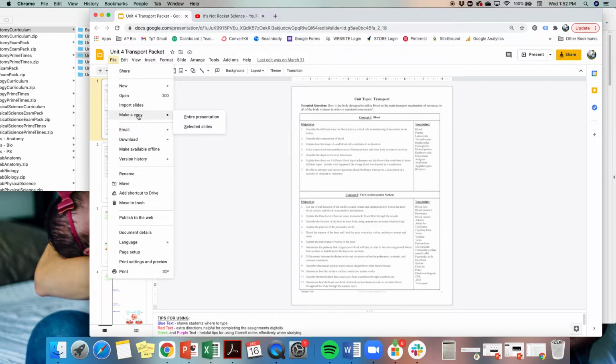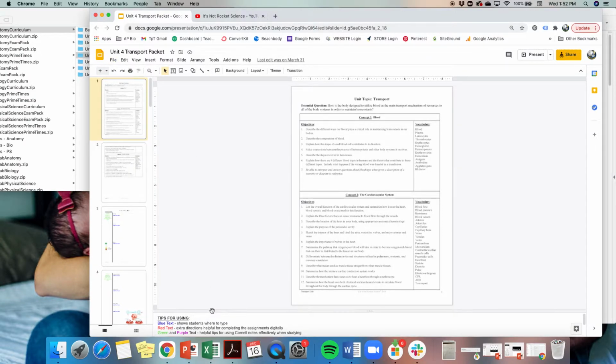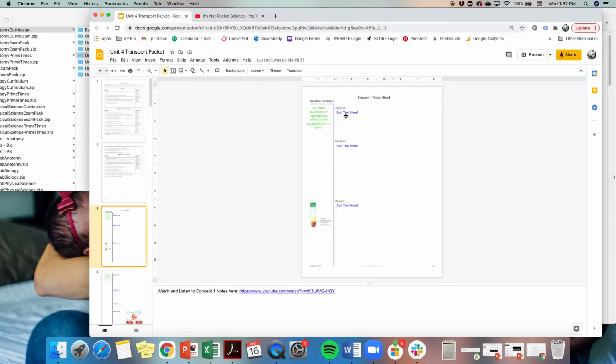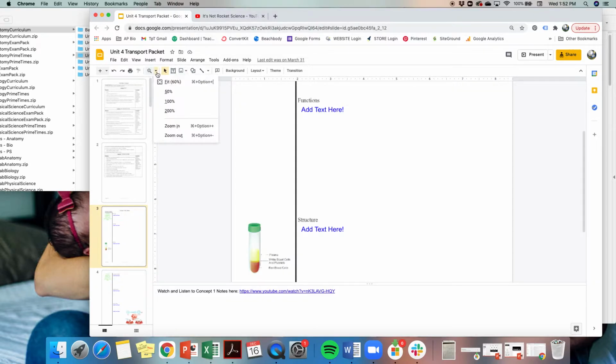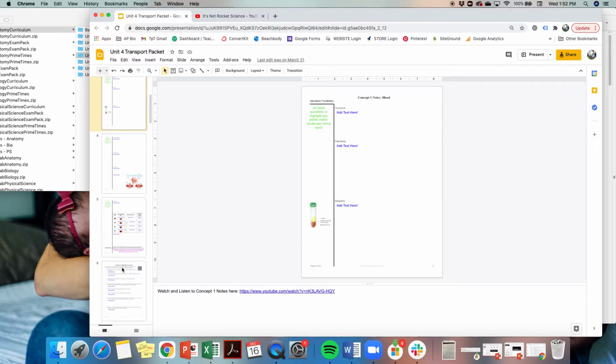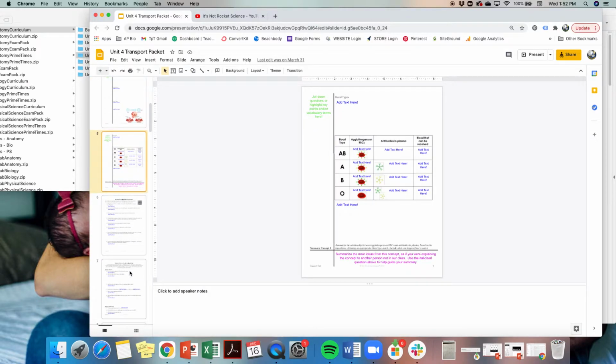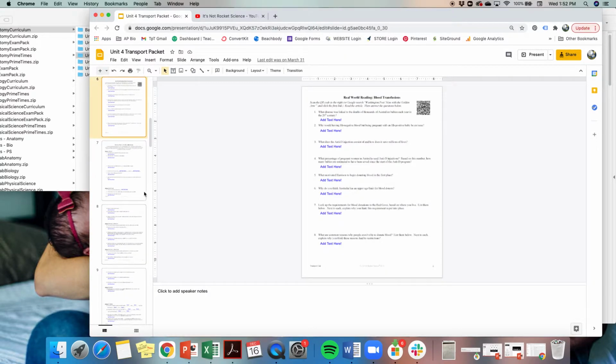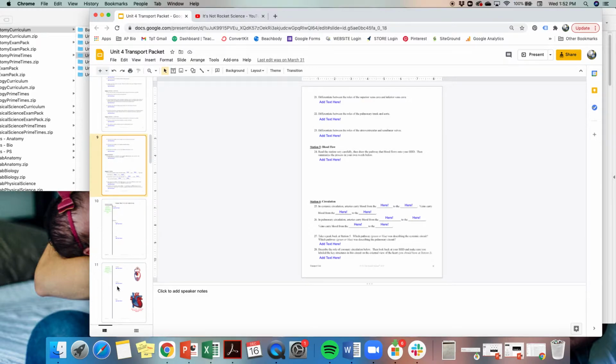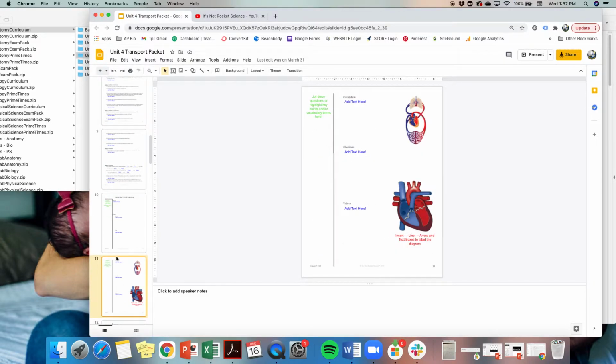You have to make a copy to save to your drive in order to be able to interact with it. But this is a way for students to be able to type into their notes. You can zoom in really easily and zoom out. I also include tips in here if there's a place where they need to scan something or insert an image to label, that kind of thing. I include those guidelines here as well.